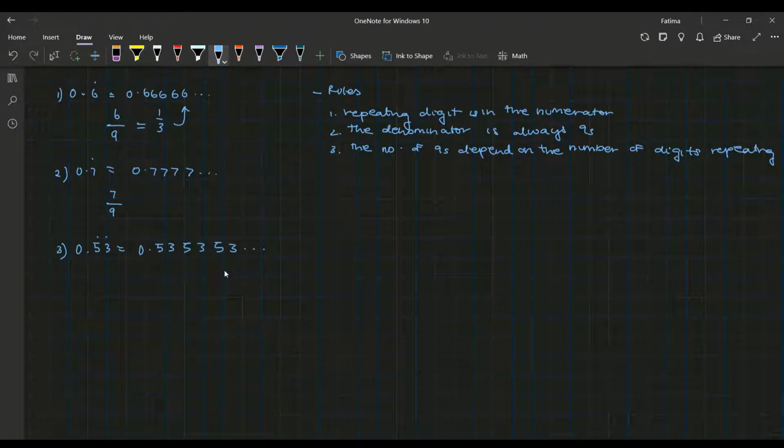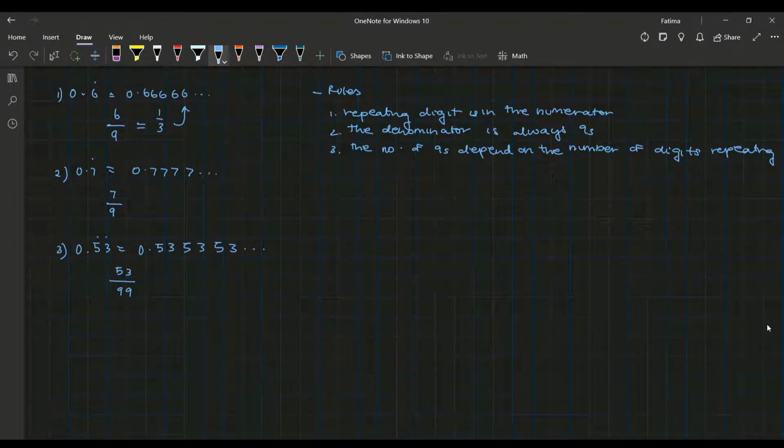And following the basic rules I've mentioned above, we would put the repeating digits in the numerator, and the number of nines in the denominator would depend on the number of digits repeating. In this case, there are two digits that are repeating, so we would have two 9s. Basically, we would have 99. And you realize that this cannot be further simplified, so you'd leave the answer as it is, 53 by 99. If you type it on your calculator, the calculator would show the decimal form of the answer as 0.535353 and so on.